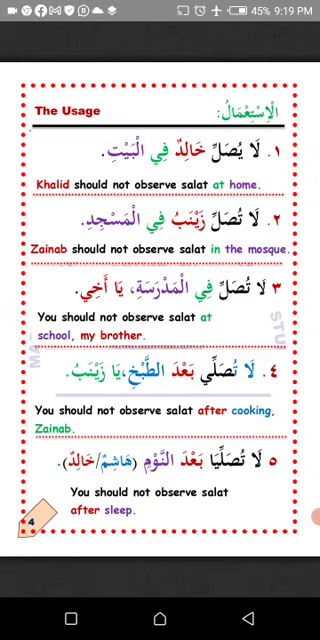Al-istimal, now the usage. Wahid, number one. لا يصلي خالد في البيت. Khalid should not observe salat at home. Ithnan, number two. لا تصلي زينب في المسجد. Zainab should not observe salat in the mosque.